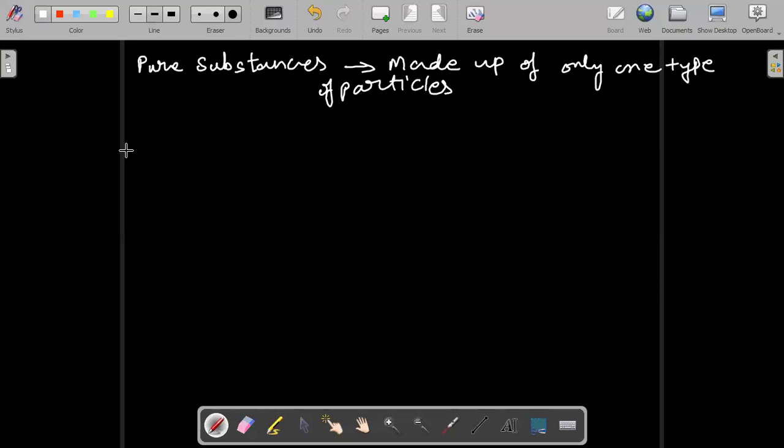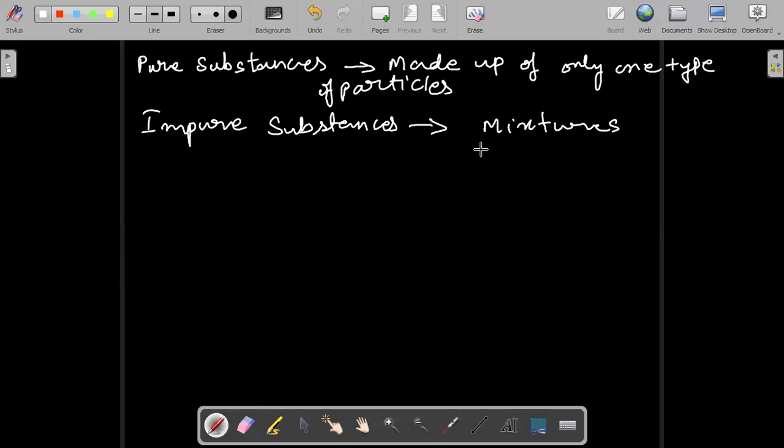And what are impure substances? Made up of two or more substances. So those are impure substances. In the impure substances, we generally call them mixtures. So what are the two types of mixtures that we have studied? Homogeneous and heterogeneous. Yeah, we have studied homogeneous and heterogeneous.